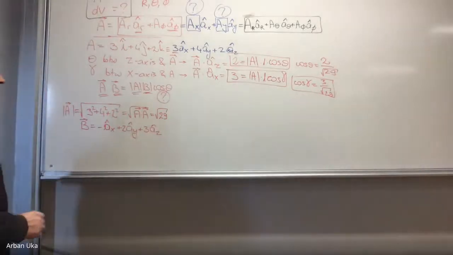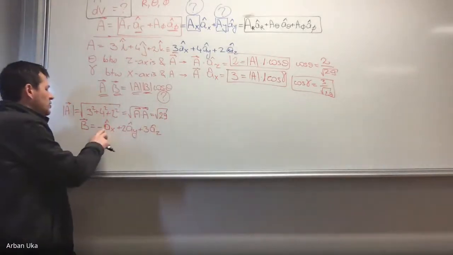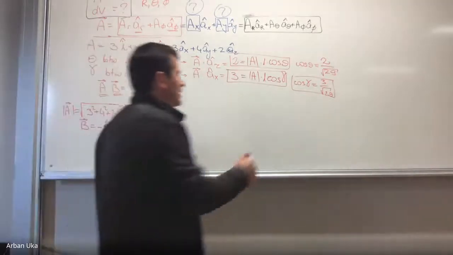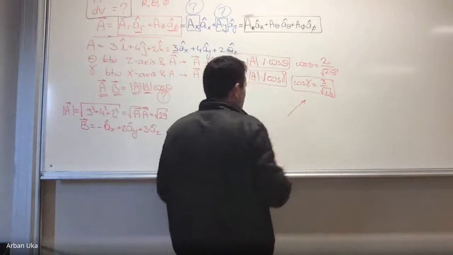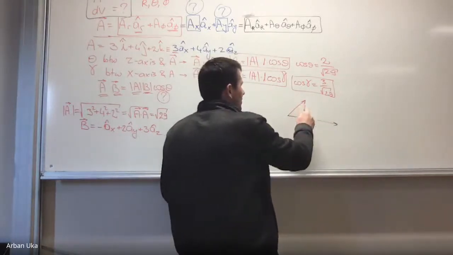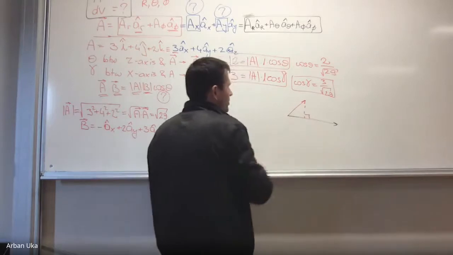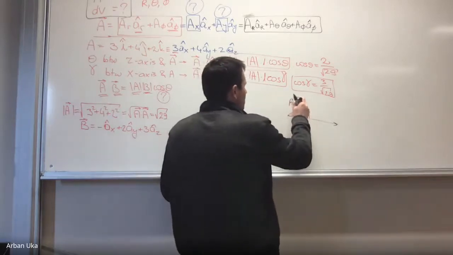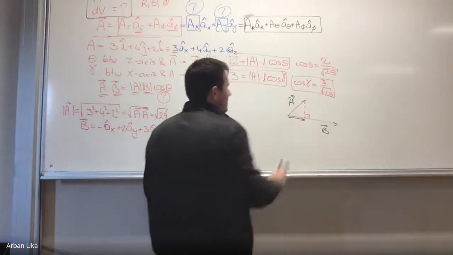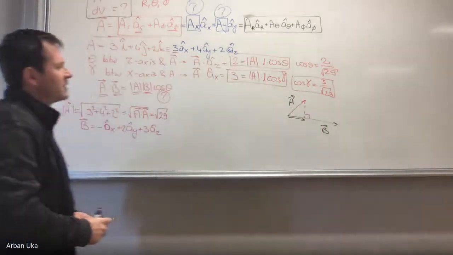Now, one question that we can ask is: what is the projection of A along the vector B? And how can we draw it? Vector A can be here, vector B can be here, and this is the projection. So this is A, this is B, the projection of A onto B is this. How can we identify this?